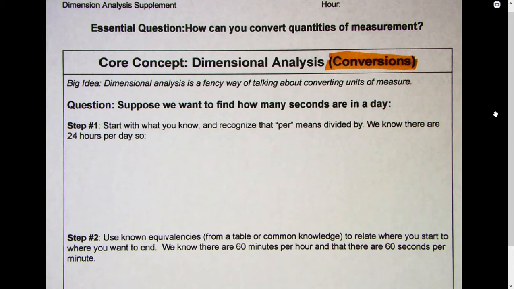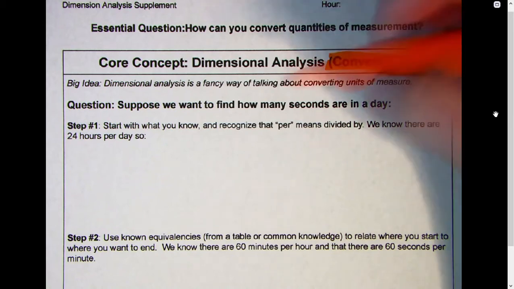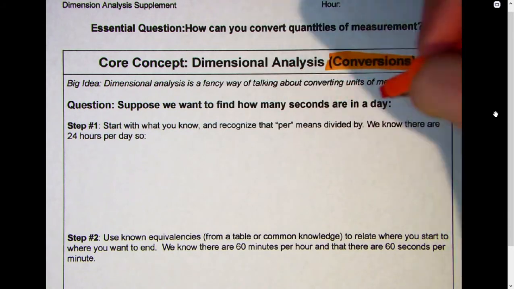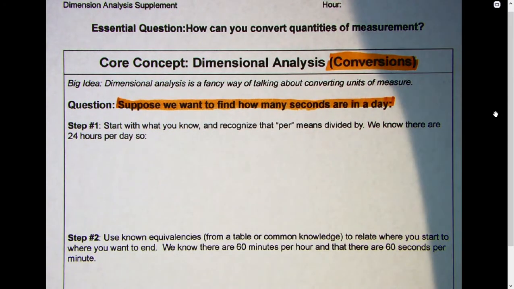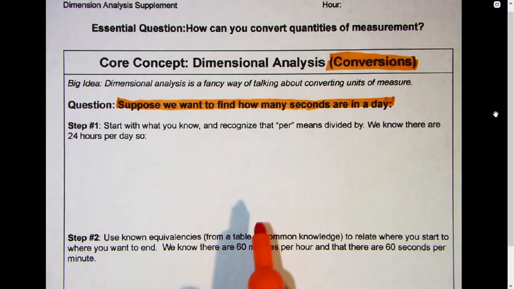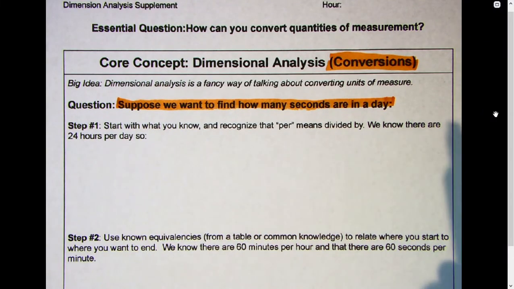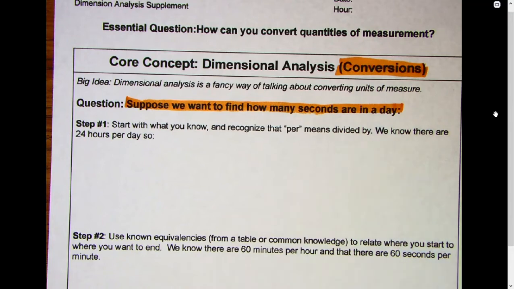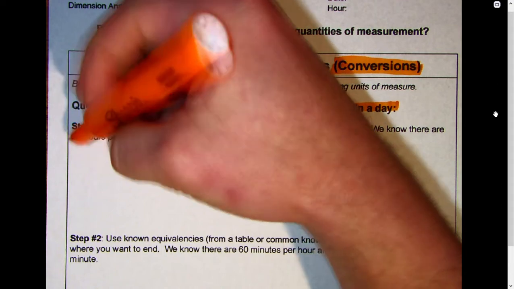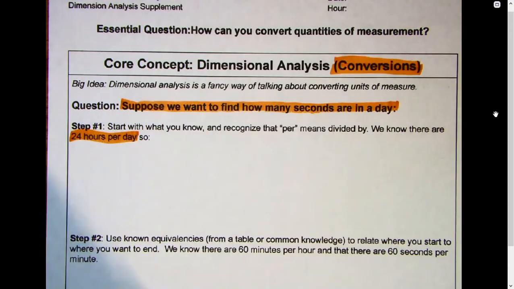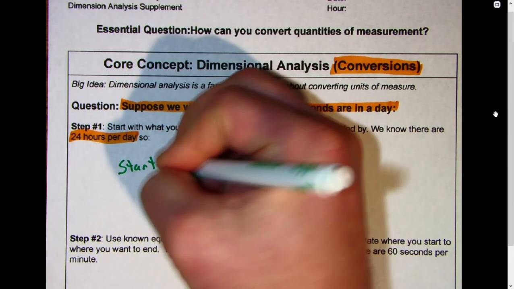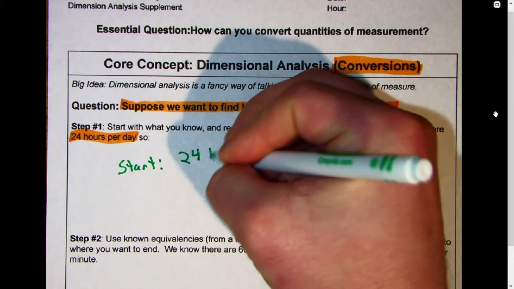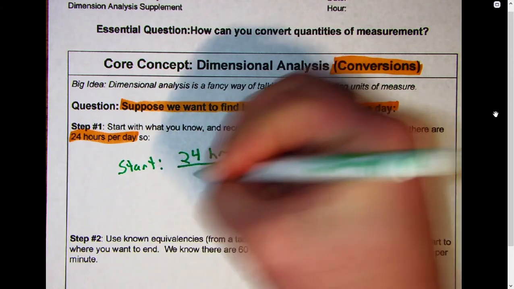So to go through this, first let's talk about an example. Suppose we wanted to find how many seconds are in a day. How would we go about doing that? Okay, well, step one is to start with what you know and recognize that per means divided by. Well, I don't know how many seconds are in a day, but I do know that there are 24 hours in a day, and we could say 24 hours per day. So let's call that our start point. 24 hours per one day.